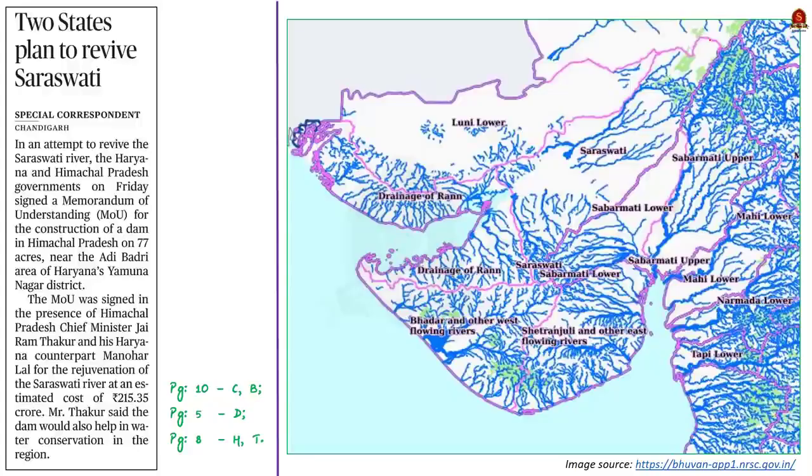Look at this news article. The article says that the Haryana and the Himachal Pradesh governments have signed a memorandum of understanding for the construction of a dam in Himachal Pradesh. This move is seen as an attempt to revive the mythical river Saraswati. So in this context, let us briefly understand some of the basics of the Vedic Saraswati river from a prelims perspective.